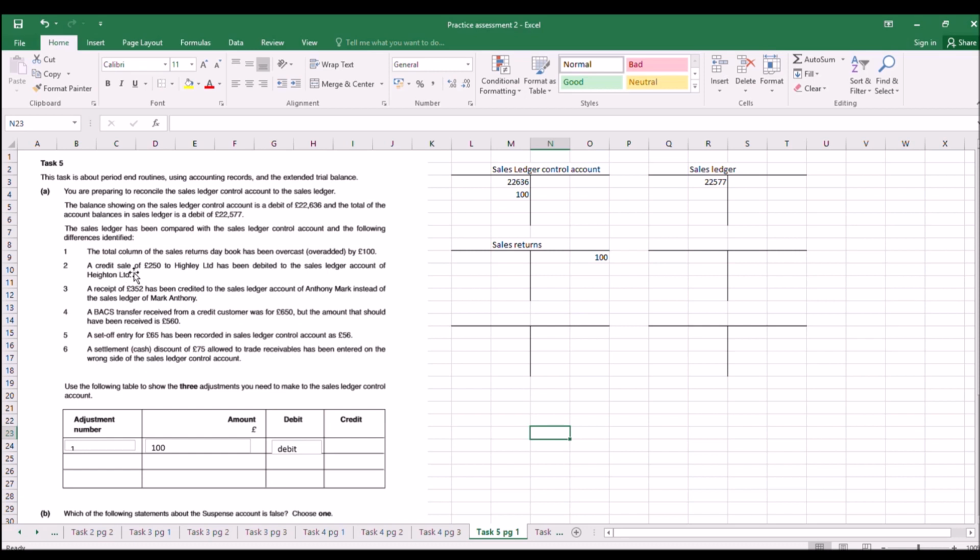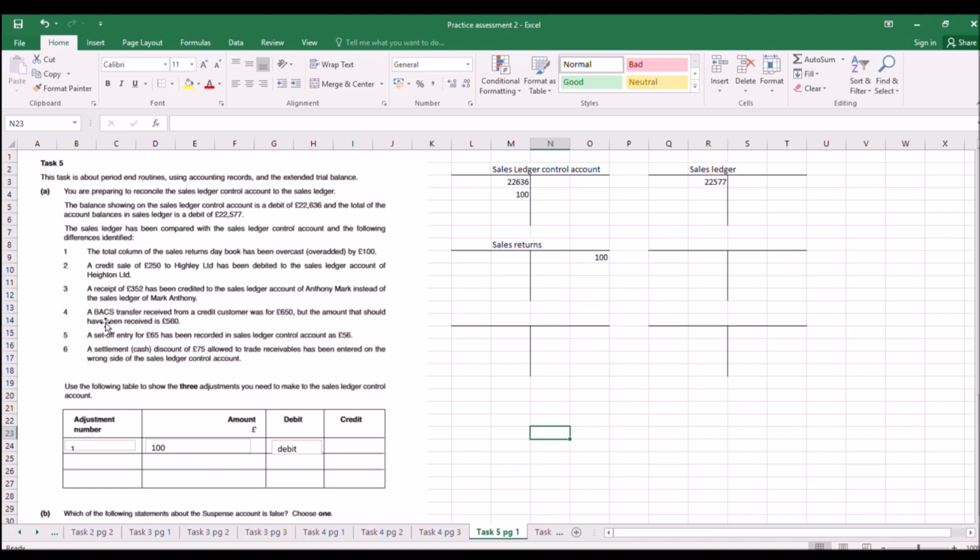The credit sale of 250, and when it starts to say names, we're going to go error of commission here. But let's go 250 to Heightened Limited is debited to the sales ledger account of Heightened Limited. That's not going to hit the sales ledger control account, it's going to be an adjustment in the sales ledger, it's an error of commission. A receipt of £352 has been credited to the sales ledger account of Anthony Mark rather than the sales ledger of Mark Anthony, so we've just got the same error of commission going on here.